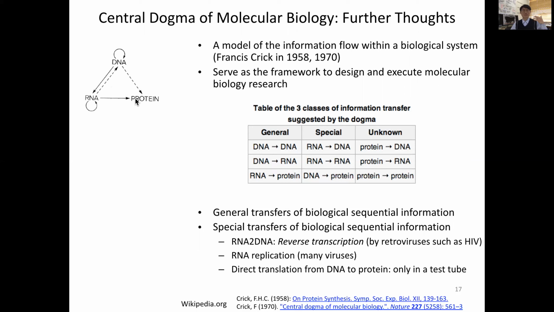What is the information flow? For example, DNA can replicate itself, and DNA we transcribe into RNA. And RNA can also replicate itself, such as in RNA viruses. However, RNA can be translated into functional protein. So that's a typical general information transfer. If I redraw it this way as a general scheme, there are also special cases.